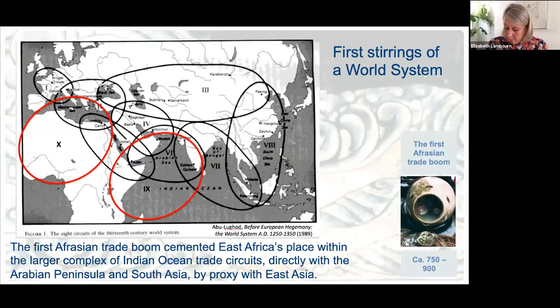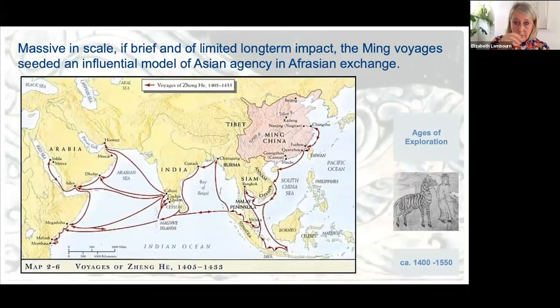Sixty years before Vasco da Gama, a Chinese admiral named Cheng Ho completes the last of seven imperial-sponsored voyages across the Indian Ocean, which you see in this map here, traveling as far as the eastern coast of Africa. These voyages represent a rare instance of large scale, so some numbers of up to 30,000 men on these voyages are mentioned. This is a rare large-scale official Chinese engagement with Africa.